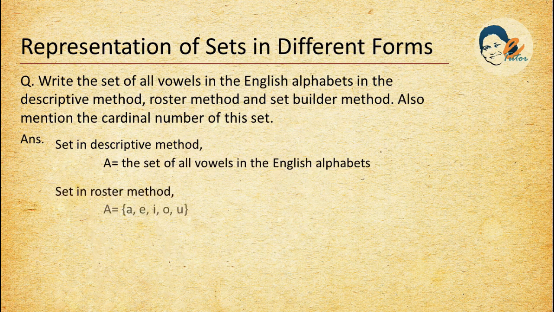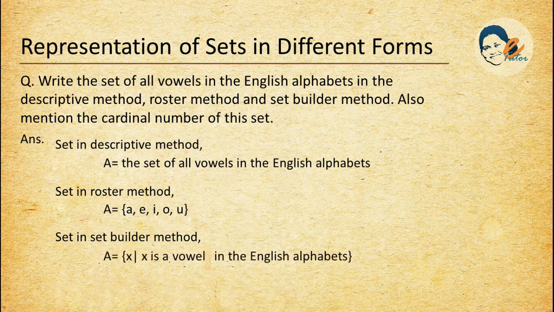Now, the set in roster method. Capital A equals all the vowels in a comma separated form within curly brackets, that is A, E, I, O, U. Next is the set in set builder method. If we represent the set in set builder method, then we will write capital A equals small x such that x is a vowel in the English alphabet. Here small x represents the elements.